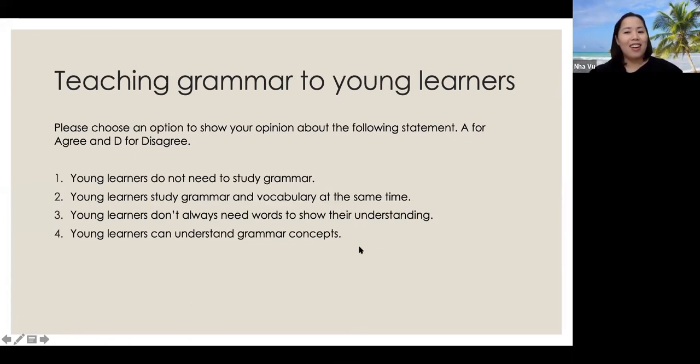Yeah, again here you say, no, they cannot understand grammar concept. Okay, or neither. Yeah, so Khánh will say neither. And number 5, most young learners can read and write. It's number 5. Okay, so agree. Okay, great.